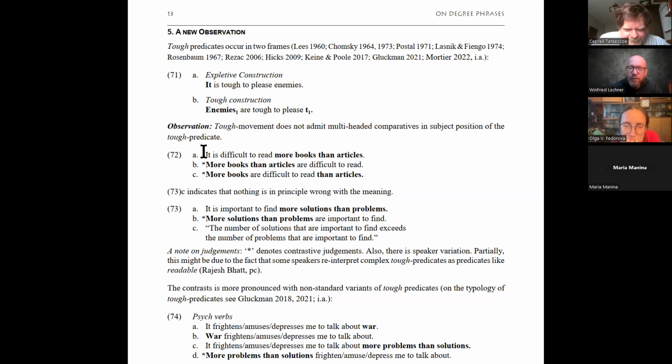It is difficult to read more books than articles. But more books than articles are difficult to read. That sounds pretty strange. Or more books are difficult to read than articles. Or in 73, it is important to find more solutions than problems. That's impeccable. But more solutions than problems are important to find. That's gibberish in some sense. It's very hard to understand what that would mean.